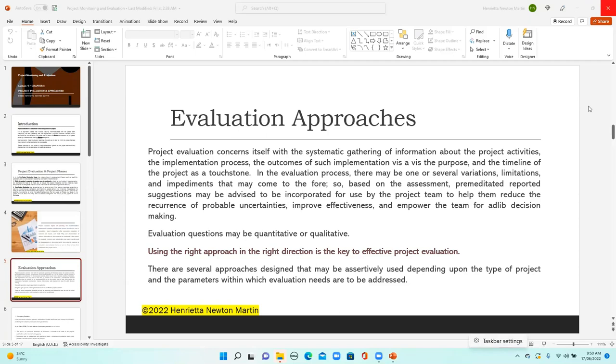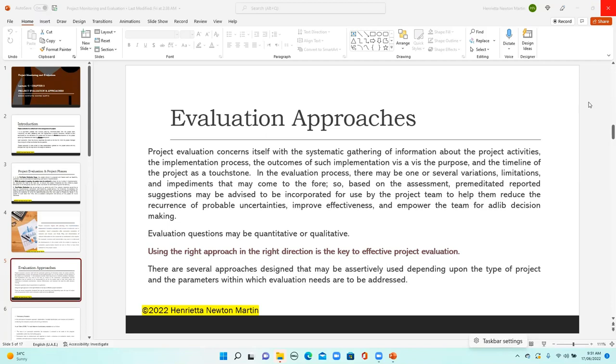And the questions that may arise can be quantitative and qualitative, just like in monitoring, it was qualitative, quantitative. Likewise, even in evaluation, questions may be quantitative or qualitative. Quantitative, as you understand, is related to numericals, numbers, statistics. Qualitative is related to theory, and treatises or reports that are mostly in words. So evaluation questions can be quantitative questions or qualitative questions. So using the right approach in the right direction is the key to effective project evaluation.